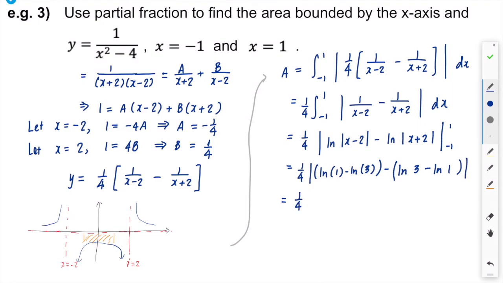Okay, so this is 1 over 4 times 2 ln 3, which is half ln 3, or I can write it as ln 3 to the power of 1/2, which is ln square root 3.